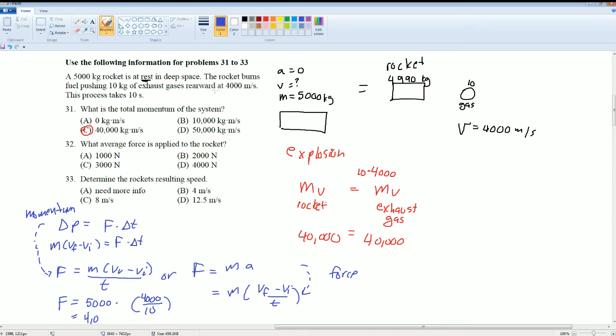What is the average force that is being applied on the rocket? Okay. So its mass, which is just 5,000, times the final velocity, which is 4,000 meters per second, divided by 10, but we would be off. What is the average force? The rocket burns 10 kilograms of exhausted air reward at 4,000. The process takes 10 seconds. Well, I have to divide by 10.